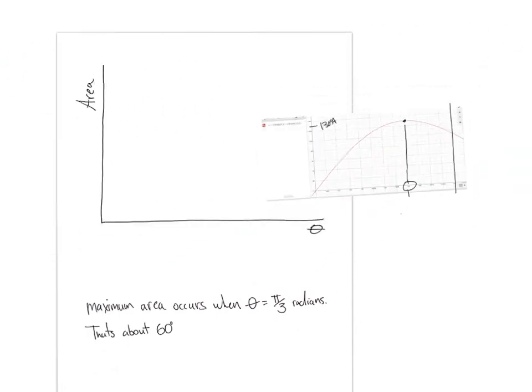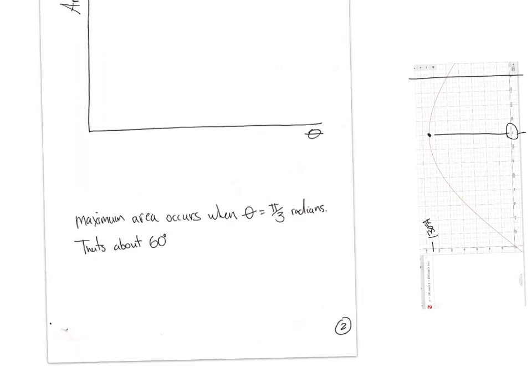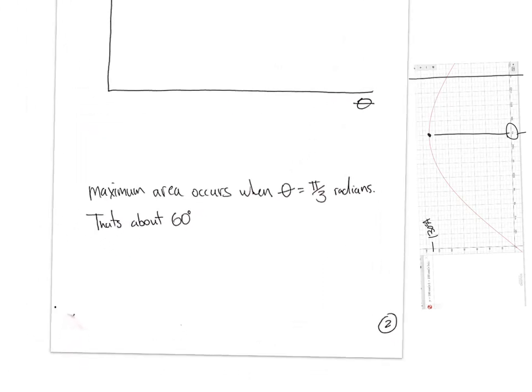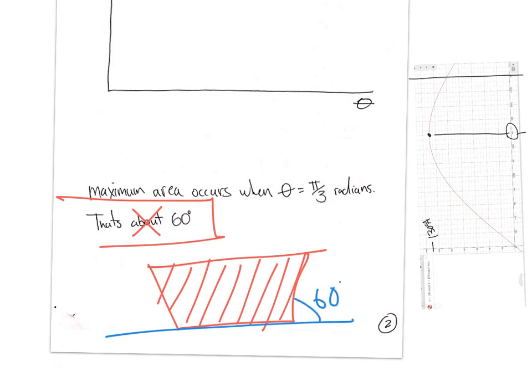And so to answer our question, we have that graph, and then the maximum area occurs when theta is pi over 3, which is exactly 60 degrees. So it would look something like that. And you know what? My experience with rain gutters says that that's about what they look like, where this is 60 degrees. Cool.